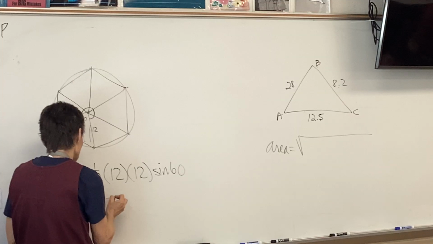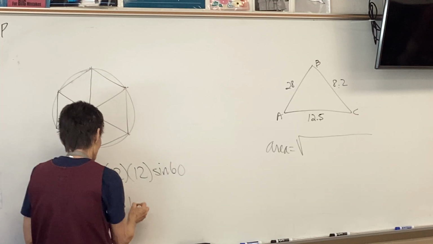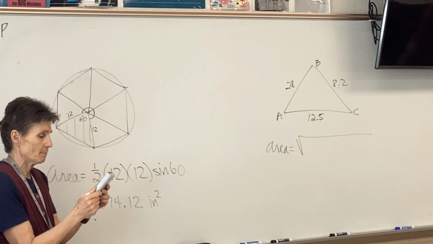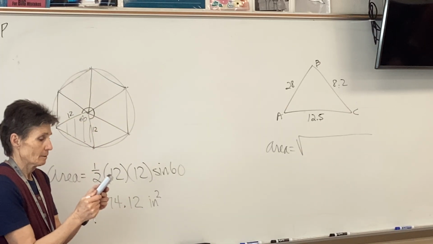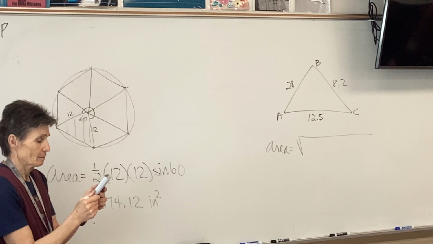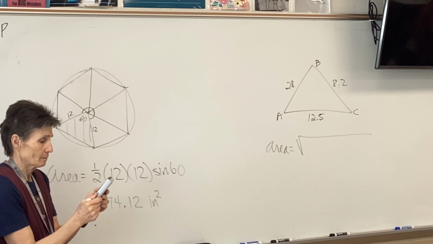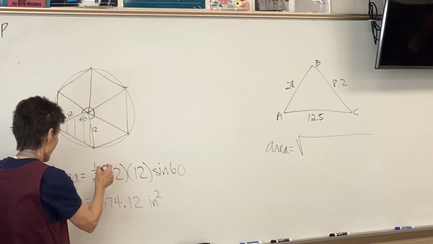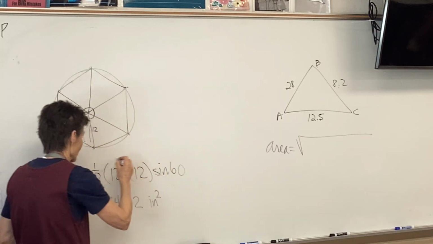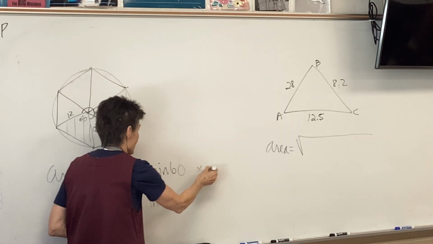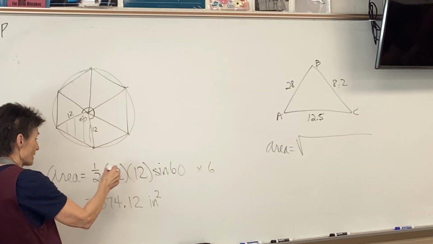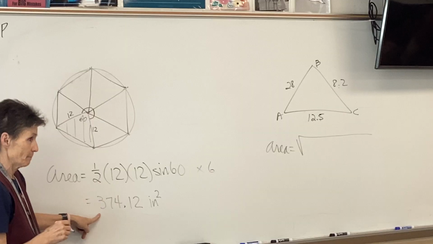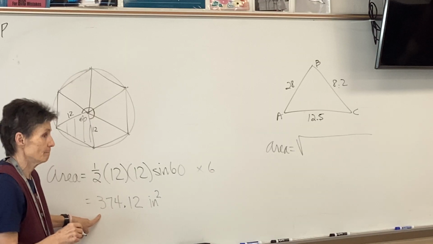I got 374.12 square inches. See if that's what you got. I just typed this in and then hit times 6. I didn't round anything off, I just hit times 6. And then this is what it came out to be. Both 12s are the sides of the triangle, right?